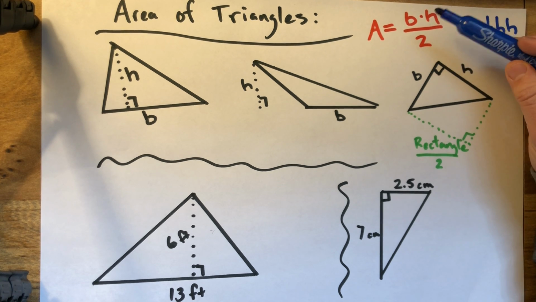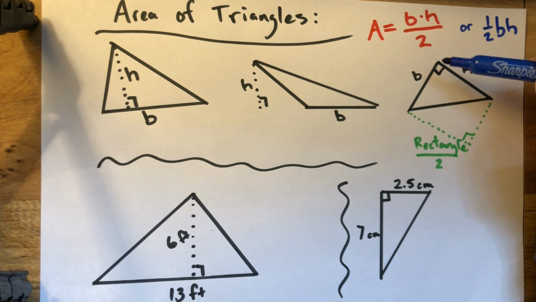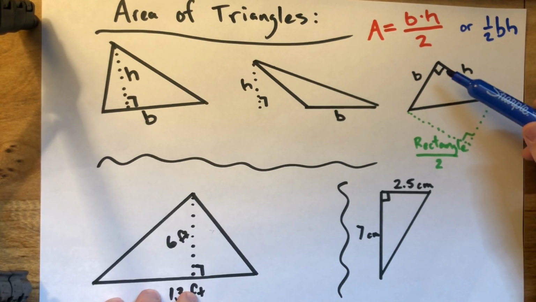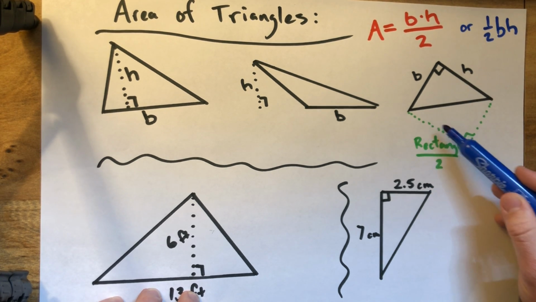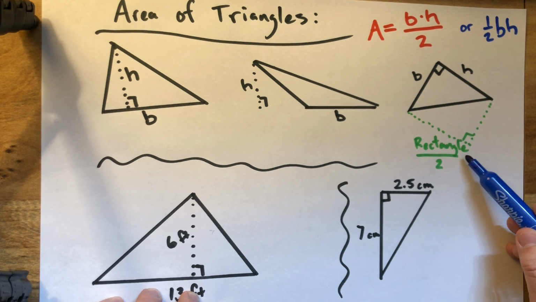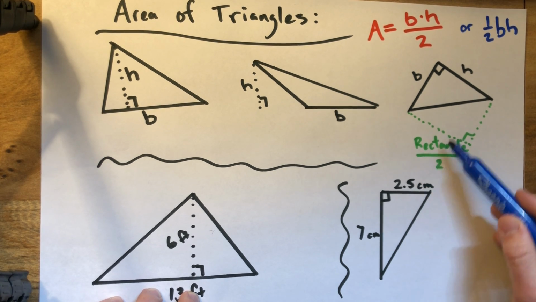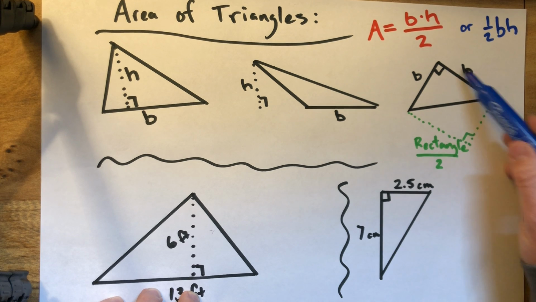One rule on this is that base and height always have to be perpendicular, meaning they always form a 90-degree angle. And I have a little illustration for you right over here. The idea is that base and height in a triangle, if we double that triangle, we actually form a rectangle. So then if we take the rectangle and divide it by 2, we're back to just a triangle.